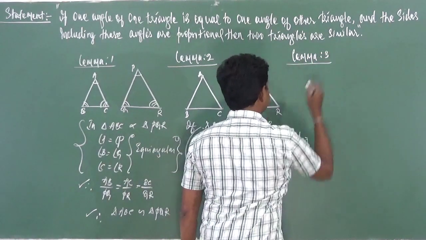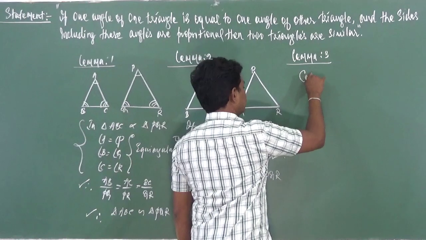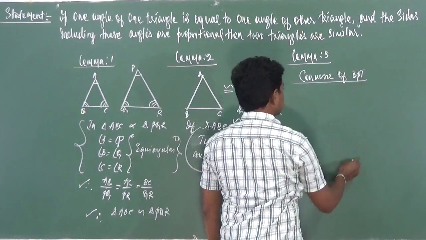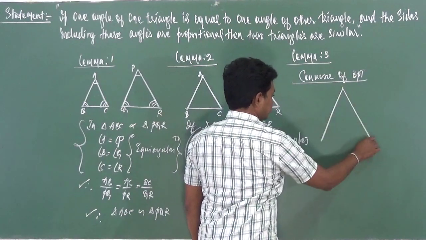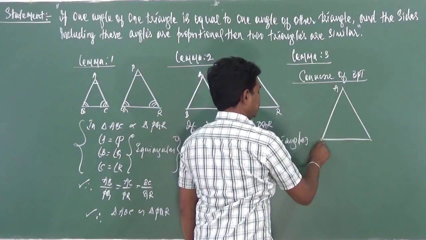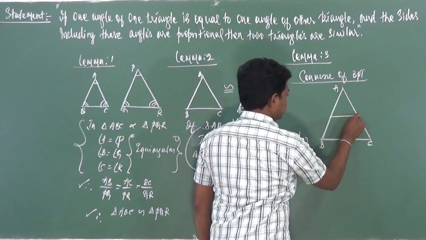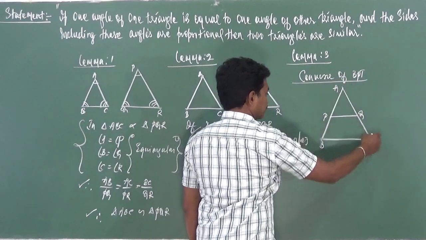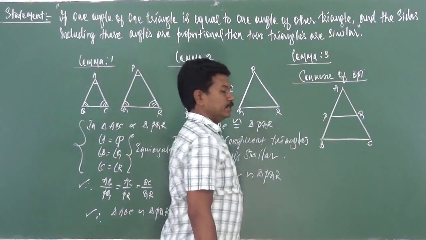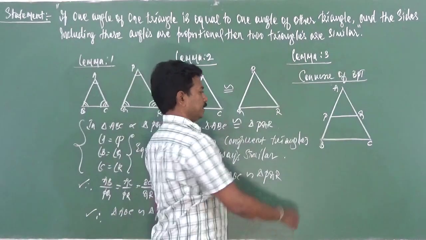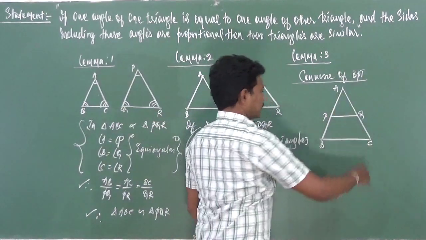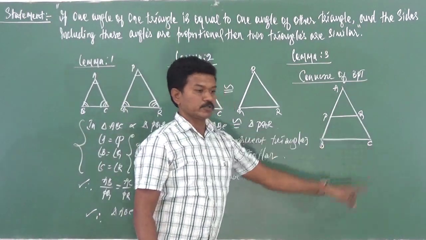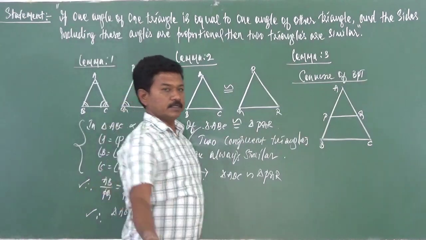Very important. That is the converse of BPT. Right. So let us take a triangle. This is triangle ABC. A line PQ divides the two sides of the triangle, that is AB and AC, in the same ratio. That is, the line PQ divides the two sides of the triangle proportionately. So if the line divides the two sides of the triangle proportionately, then it is parallel to the third side.